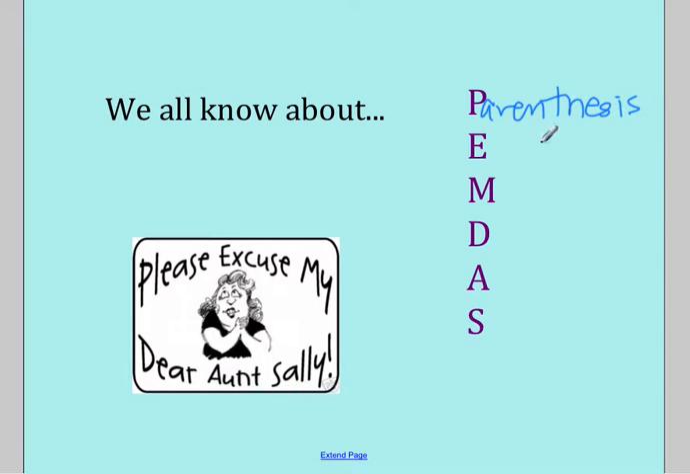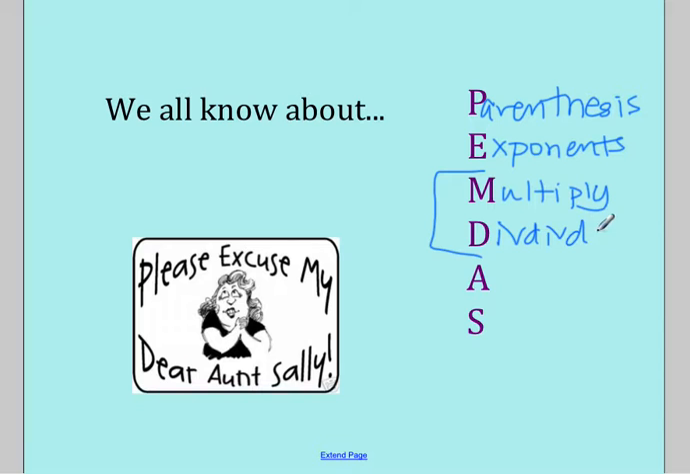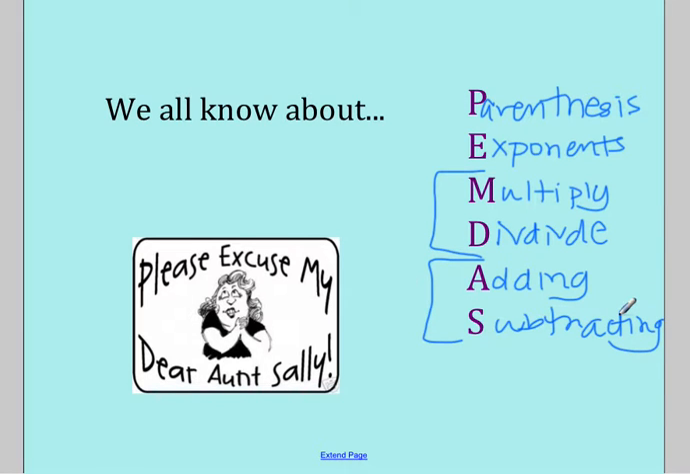After we've completed what's in the parentheses, we look at exponents if there are any. After that, we look at multiplying and dividing from left to right together. M stands for multiply, and D stands for divide. After we're done multiplying and dividing, we look at adding and subtracting from left to right. The way we remember PEMDAS is from Please Excuse My Dear Aunt Sally.